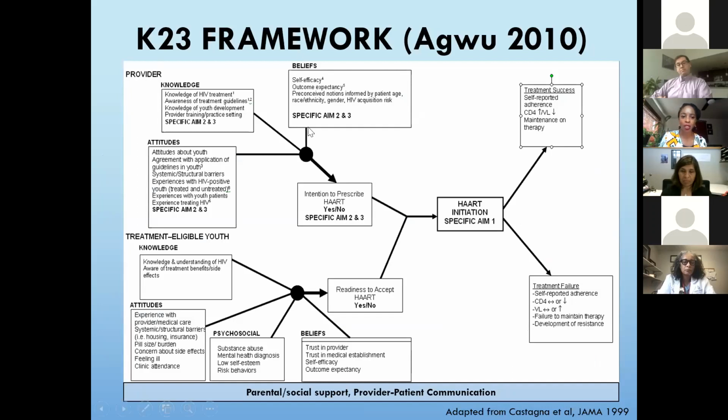And I had several aspects related to the provider and then related to the treatment eligible youth. Treatment eligible because at that time, your CD4 count had to decline to less than 350 before you initiated antiretroviral therapy. And so I wanted to look at knowledge, attitudes of the providers, their beliefs, with the idea that those things would impact their intention to prescribe ART and then ultimately to start ART. And for the treatment eligible youth, the same thing, knowledge, attitudes, psychosocial beliefs, etc., would then impact the readiness to accept ART, whether or not they initiate ART, and to look at success on ART or treatment failure.